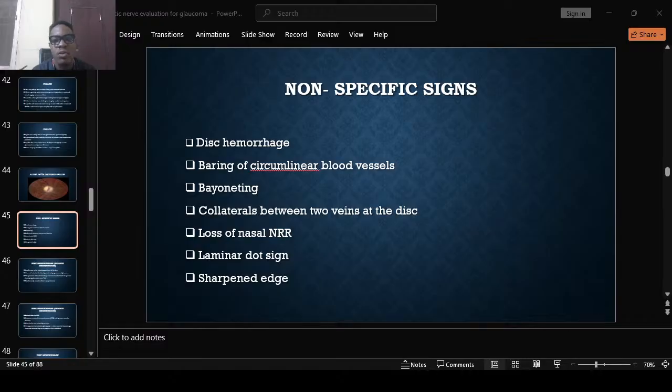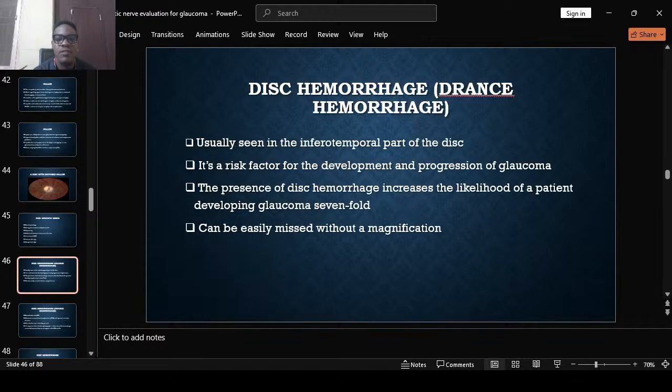We want to look at the non-specific signs we will see when we are examining a patient in a clinical setting: collaterals between two veins at the disc, loss of nasal neuroretinal rim, lamina cribrosa, disc hemorrhage. Disc hemorrhage is very important because it is a risk factor for the development and progression of glaucoma. What we are trying to say is that every time we see a disc hemorrhage in a disc, we want to question why it is there and then probe further.